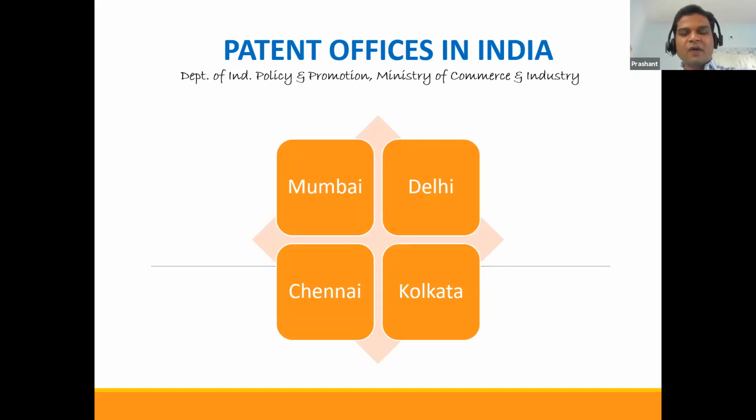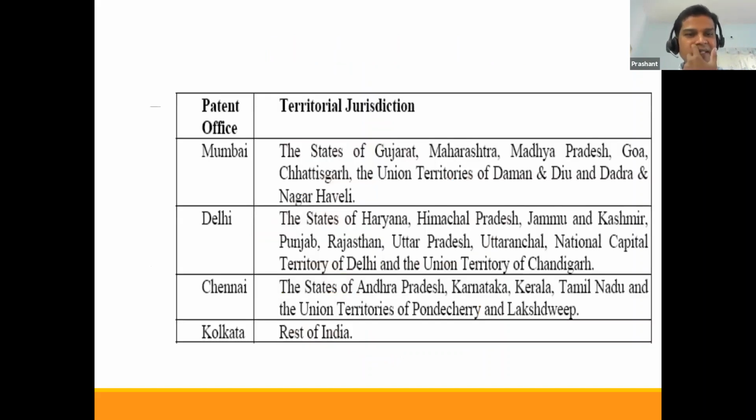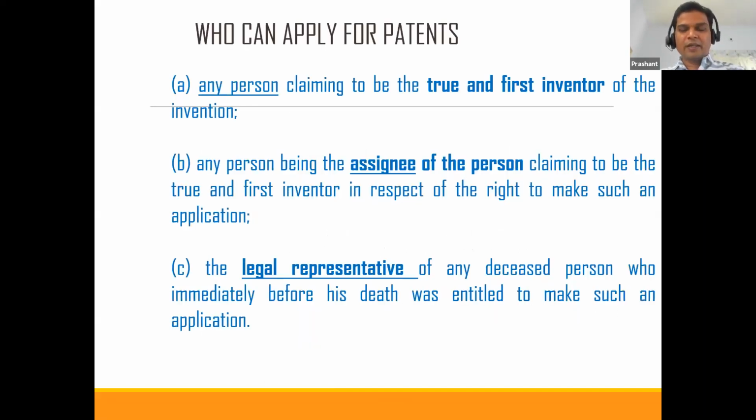Why these 4 offices? Usually these 4 offices are divided into territorial jurisdictions. For example, we are sitting in Pune or Mumbai or in Maharashtra, so we have the Mumbai patent office. If you are from Delhi, you have the Delhi office, and then Chennai, if you are from Andhra or Karnataka. And if you are not falling in any of these states, then you can file at Kolkata, which is the head office of the Indian Patent Office.